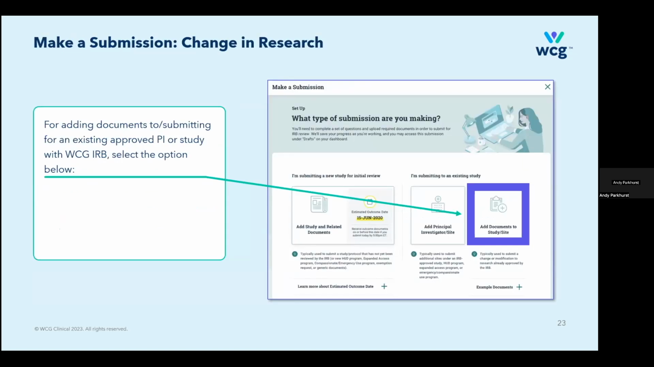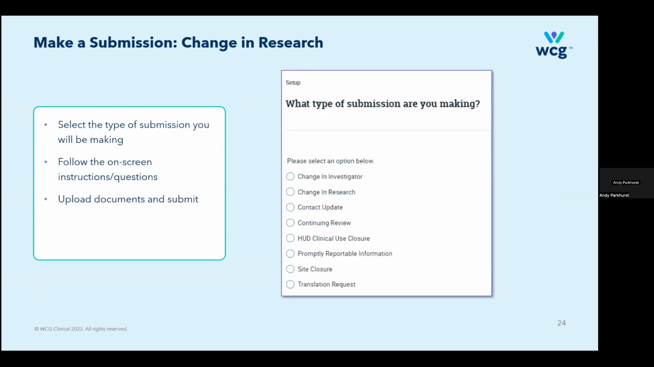Additionally, next to the Add Principal Investigator Site button, when you click Make a Submission, is that Add Documents to Study Site button. And what that will do is greet you with this screen where you can select specifically what type of amendment you are submitting for review. All of these forms are much shorter than the initial review form since they're just amendments typically. But again, the process is the same where you'll just go through the submission workflow, answer all the questions, and then click Submit for IRB Review once everything's uploaded and completed.